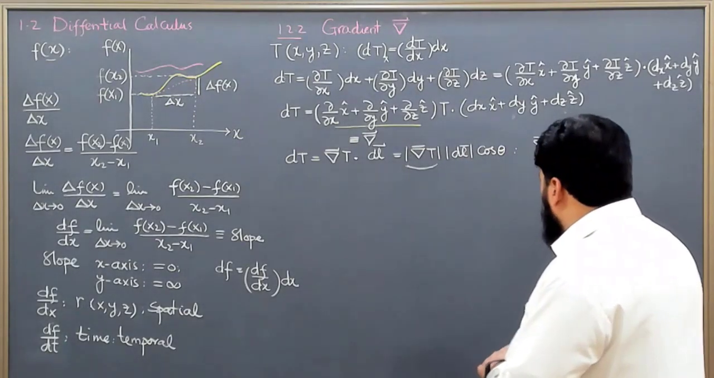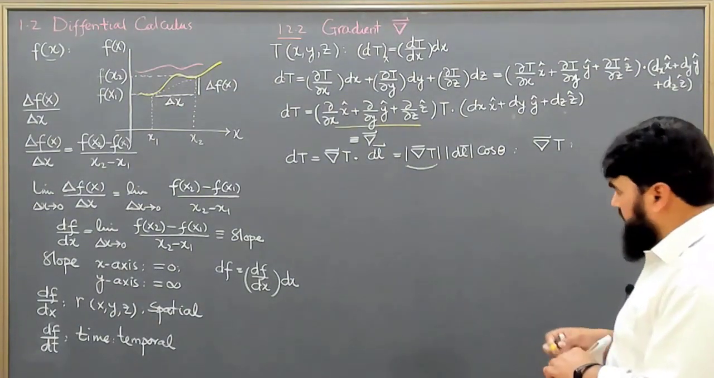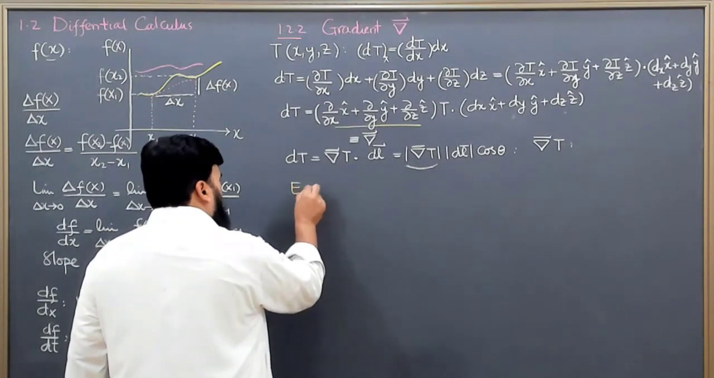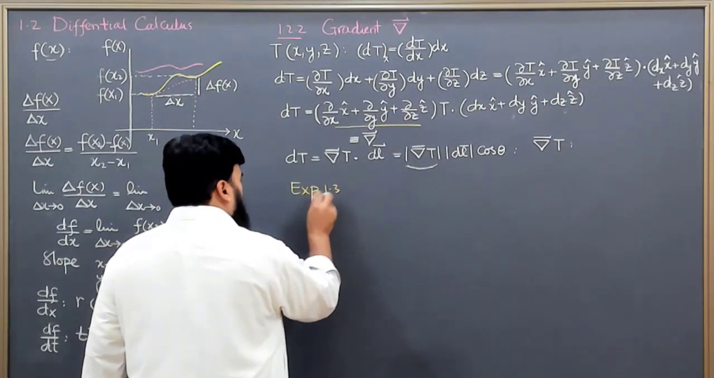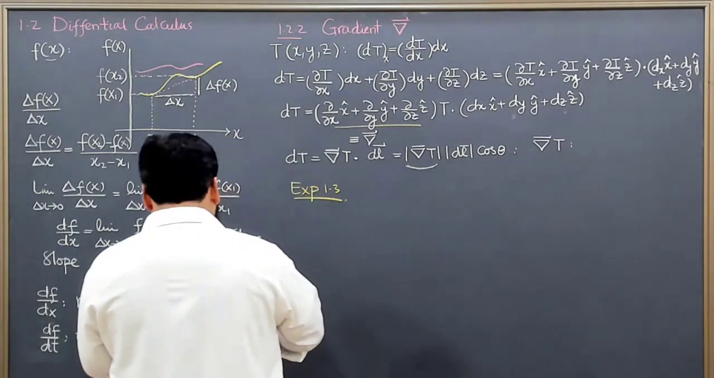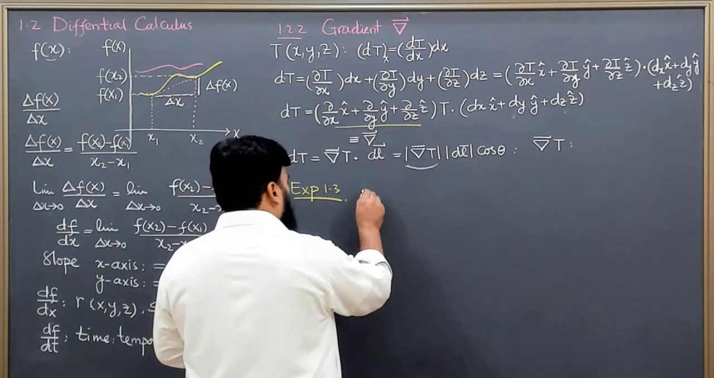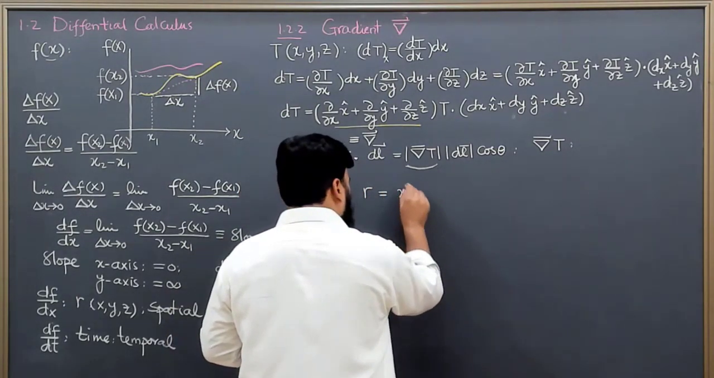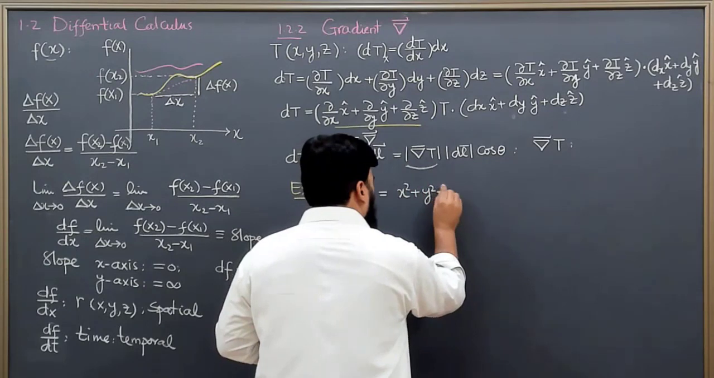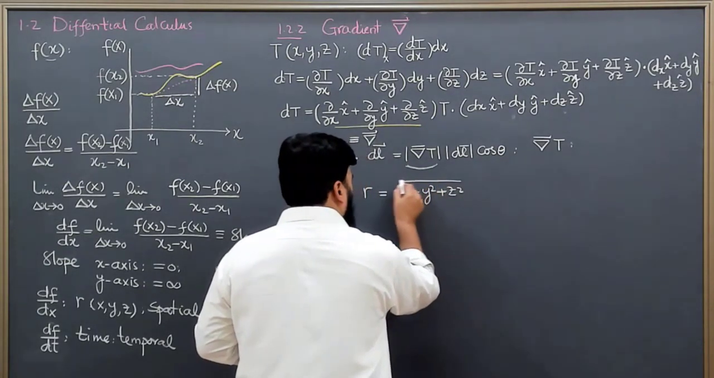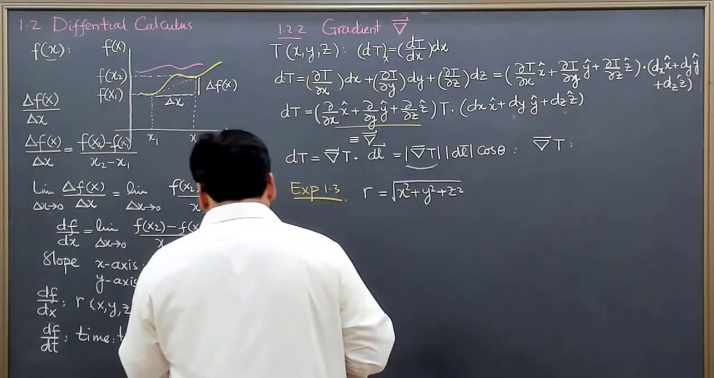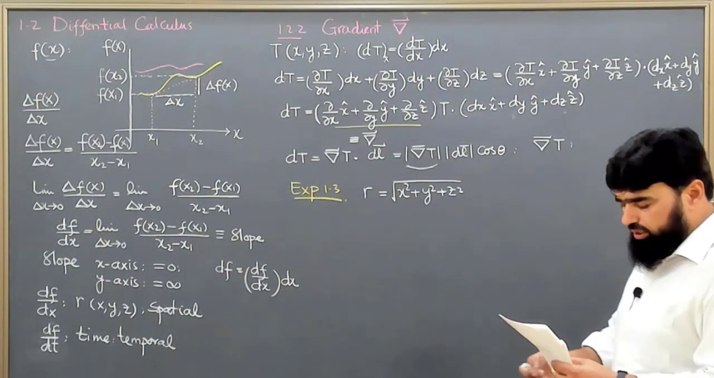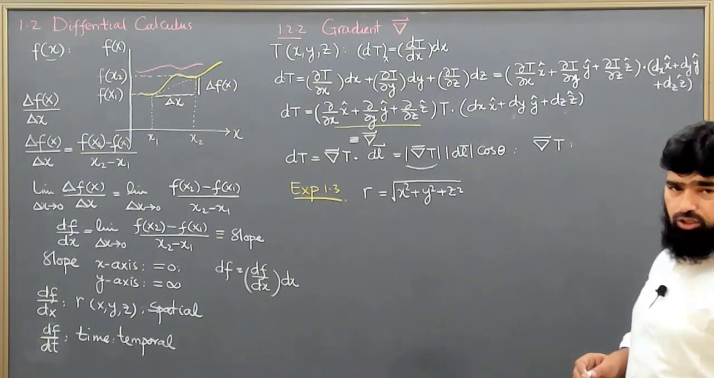I can solve an example on this one. Let's say this is example 1.3, and example 1.3 says: find the gradient of r. Here r is a scalar function, the square root of x square plus y square plus z square, and this is the magnitude of a position vector. So find the gradient of this one.